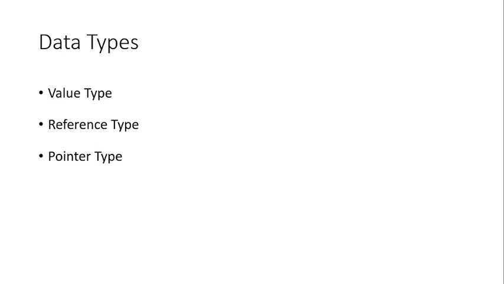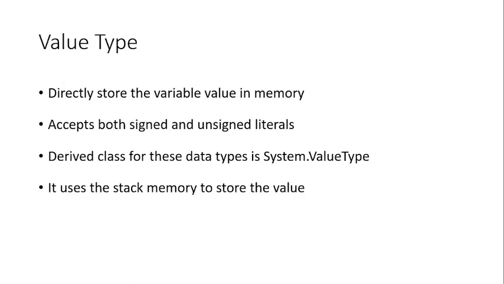C Sharp mainly divides data types into three categories: value type, reference type, and pointer type. Now let us look at each one of them in detail. So what is value type? As you can clearly see, it directly stores the variable's value in memory. Value type is very simple.